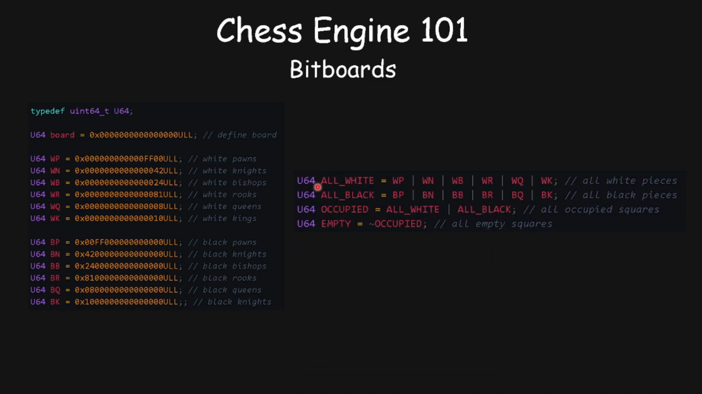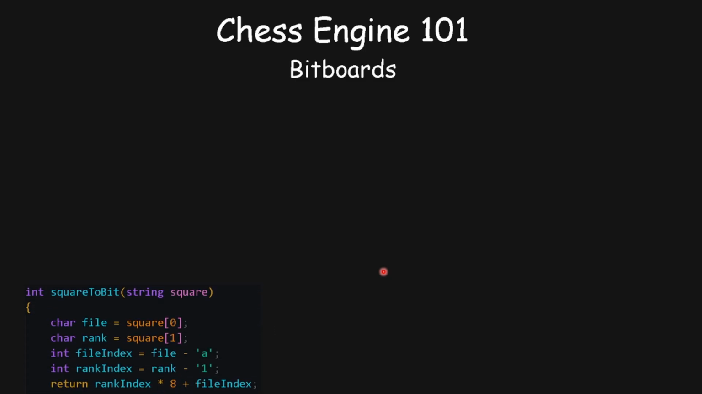And also we have this. We have all white pieces, so we do it by combining all the white pawns, white knights, white bishops, white rooks, white queens, and white kings. This will represent all the bits that hold the white pieces, and the same for all the black pieces. And now to get all the squares that are occupied, we combine the black and white bits. To get all the empty squares, we just flip the occupied bits. This is all pretty simple, guys, and you can find it in the description of the video.